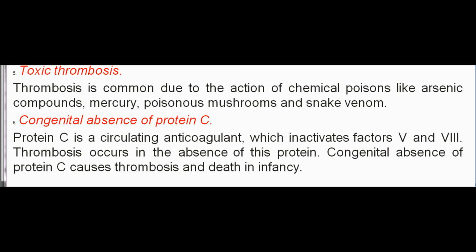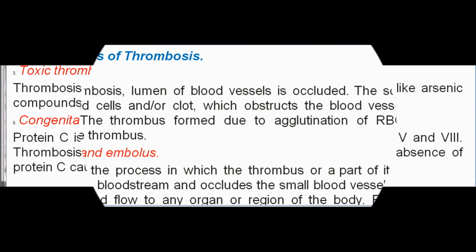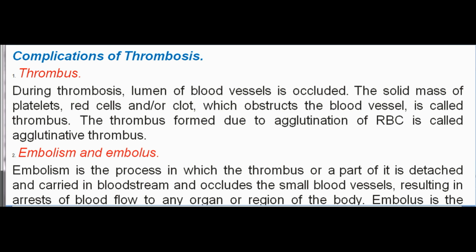Congenital absence of protein C. Protein C is a circulating anticoagulant, which inactivates factors V and VIII. Thrombosis occurs in the absence of this protein. Congenital absence of protein C causes thrombosis and death in infancy. Complications of thrombosis. Thrombus. During thrombosis, lumen of blood vessels is occluded. The solid mass of platelets, red cells, and or clot, which obstructs the blood vessel, is called thrombus. The thrombus formed due to agglutination of RBC is called agglutinative thrombus.